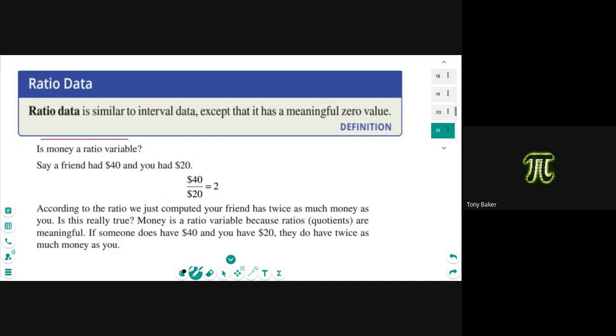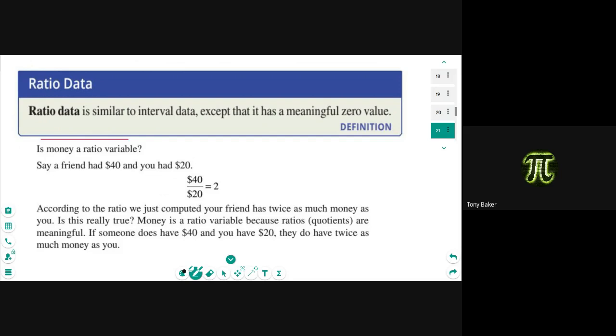So a lot of times it says it has a meaningful 0 value. That can be extremely confusing. So the easiest way to look at it, if it's ratio, is: if I divided it, would that have meaning? So if I took the heights of those 48 females and took a couple of them and divided them, I could say one female is twice as tall as the other female. And that would have meaning. Okay? So that would be considered ratio.